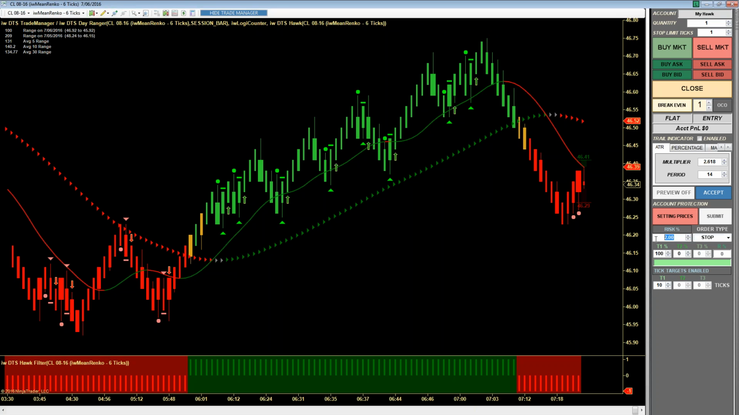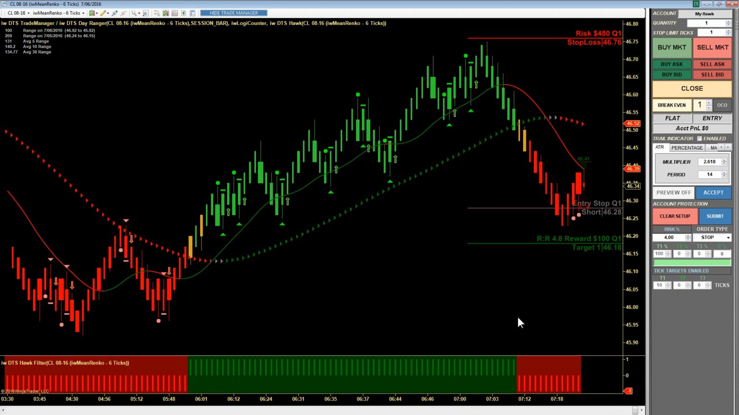I can dial it up. I can change it, say, maybe 4%. Generally speaking, anything less than 5% is considered prudent. So there's 4% of my capital. If I wanted to take that risk on, I could look at shorting crude.